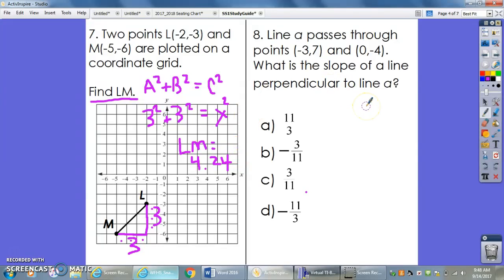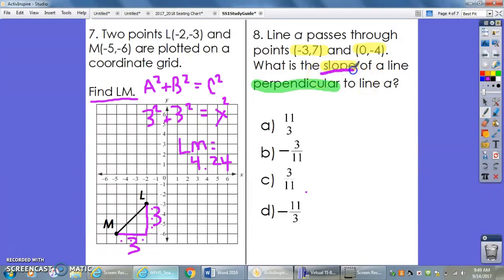All right, number 8. Line A passes through points (-3, 7) and (0, -4). Okay, so those are the 2 points. The question says, what is the slope of a line perpendicular to line A? So this is an important word right here, the word perpendicular.